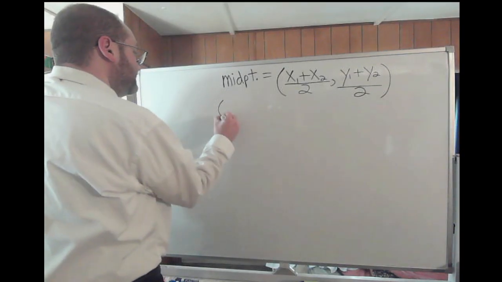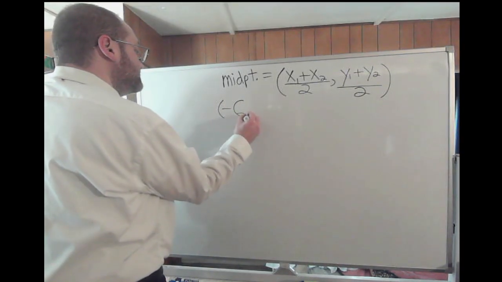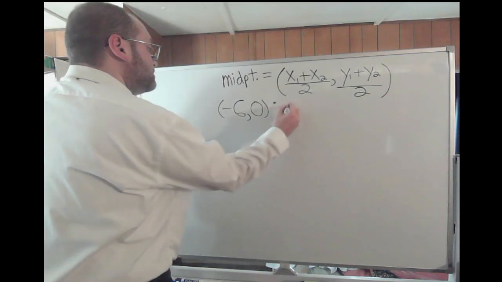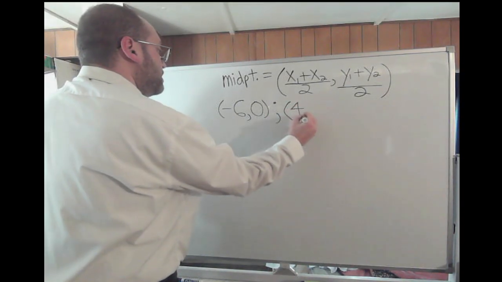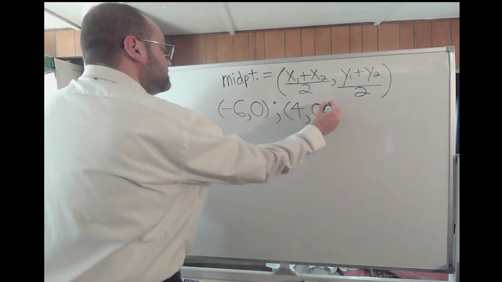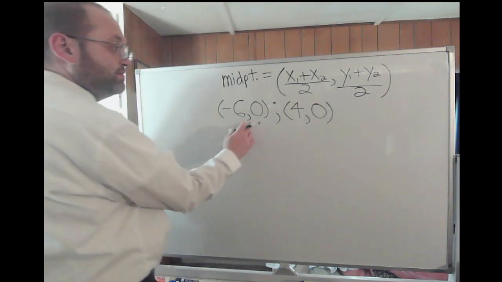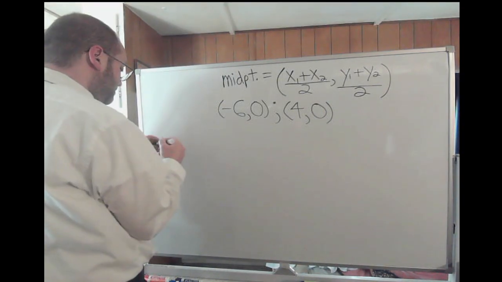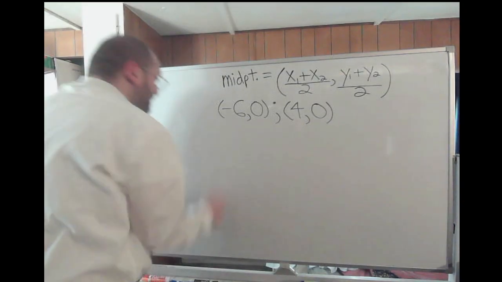Let's do the points -6, 0, and then we'll also do the point 4, 0. So we want to find the midpoint of -6, 0 and 4, 0. So let's go ahead and apply the formula.